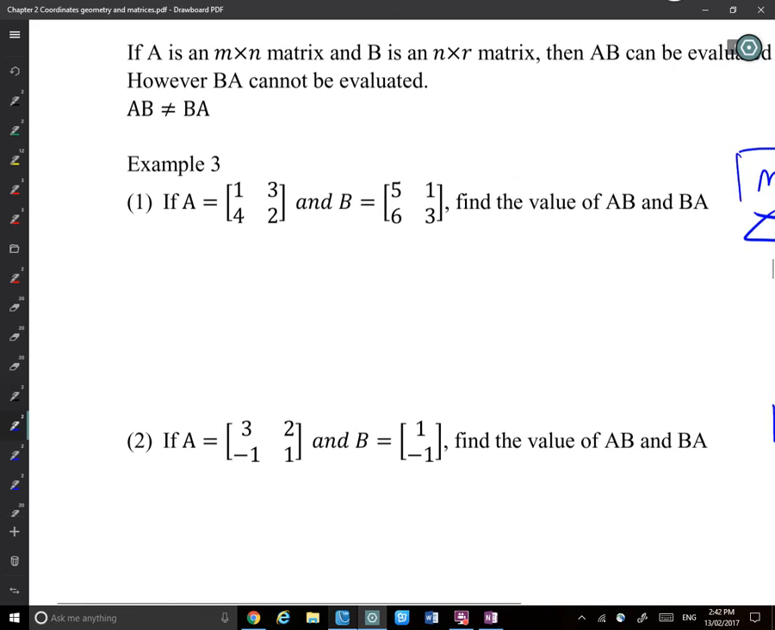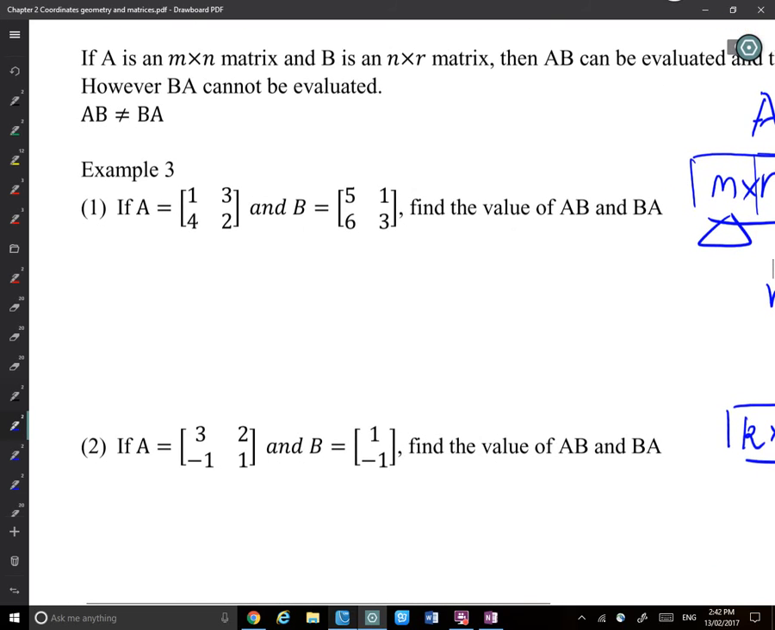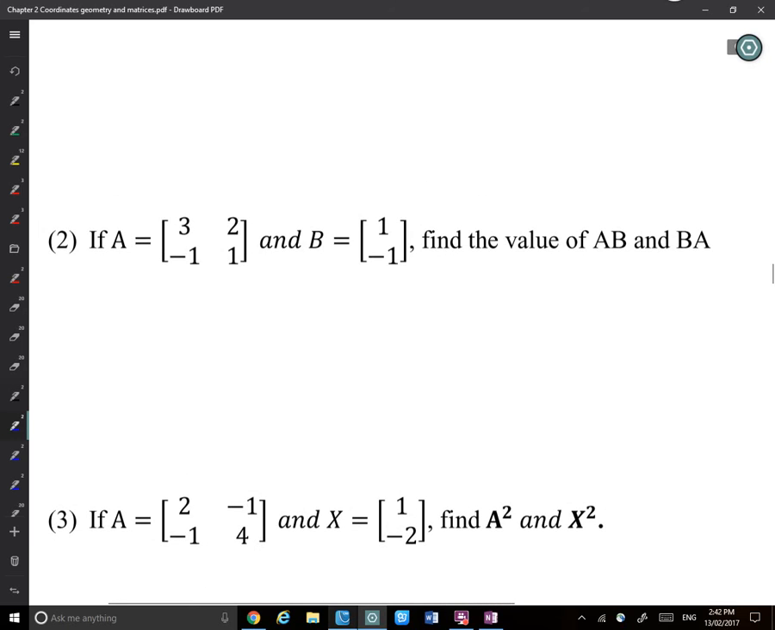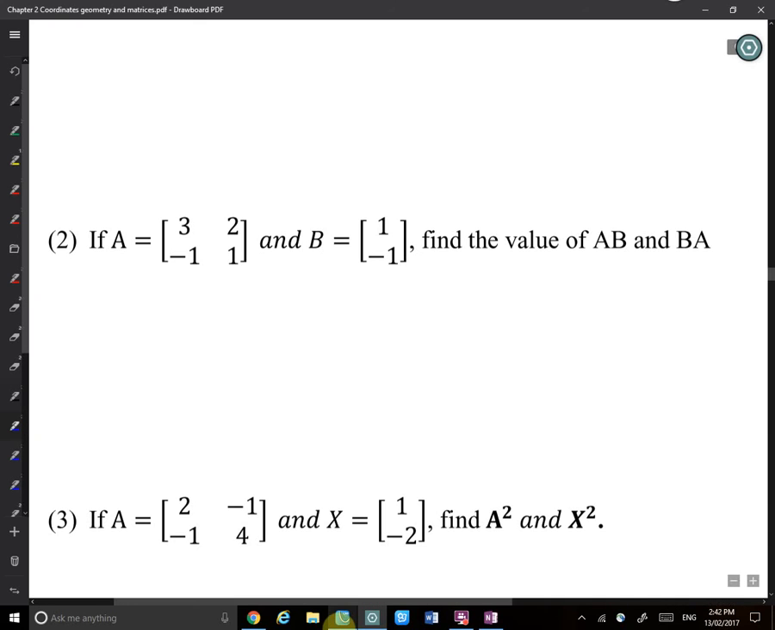Let's see A times B. Let's do example 2. I'll show you example 2 here. So A times B. What is A times B?